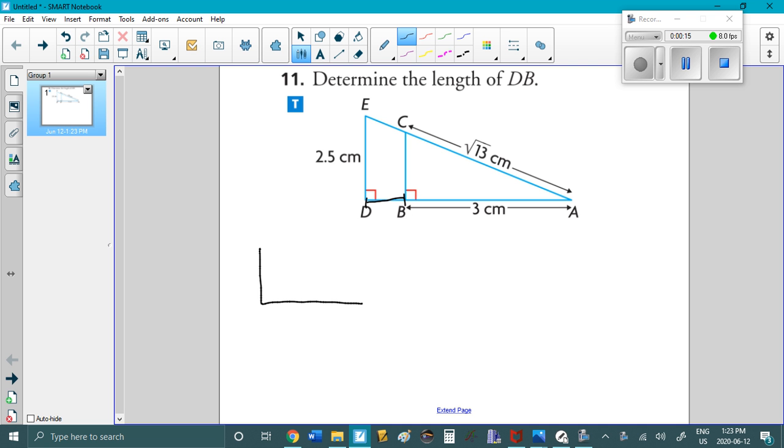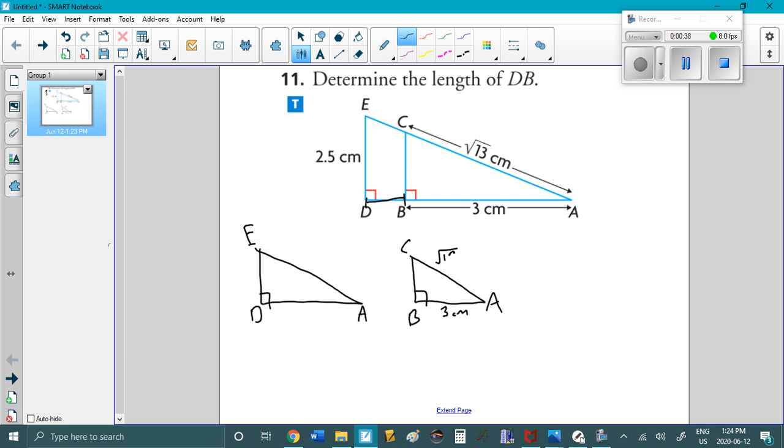The first thing I'm going to do is draw the big triangles. That'll be the big one, and that'll be the small one. The big one is EDA, and the little one is CBA. This is 3 centimeters. This is root 13 centimeters. This is 2.5 centimeters. And if we're just looking for this little part, we're just looking for part of this, what we're going to want to do is find the whole length of it first.